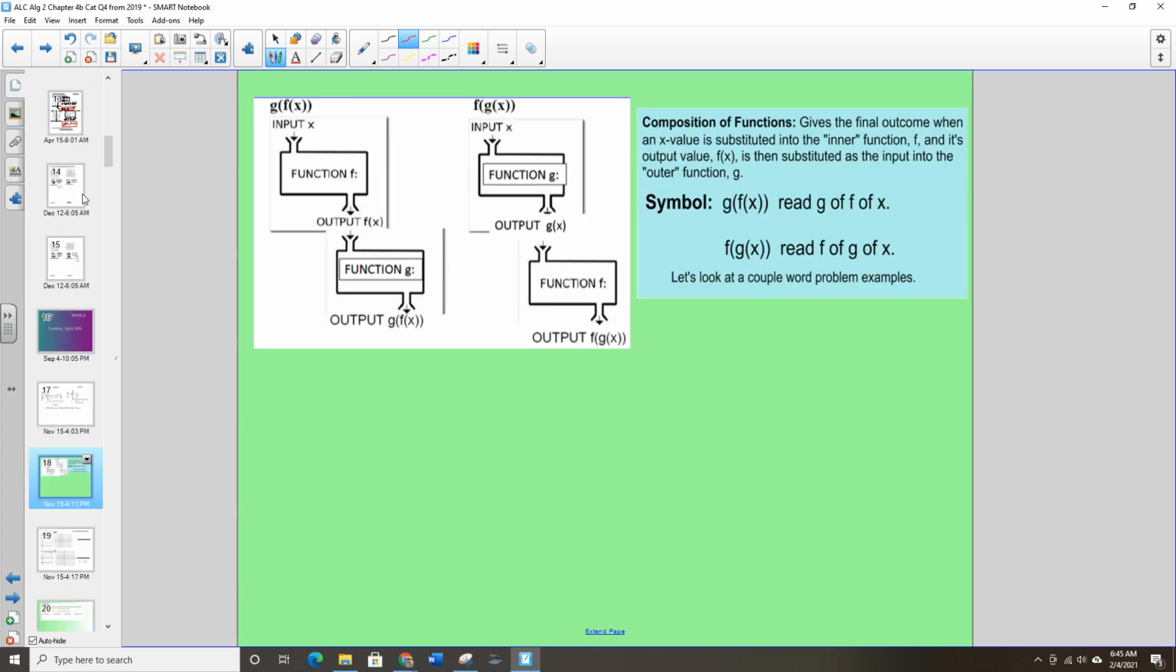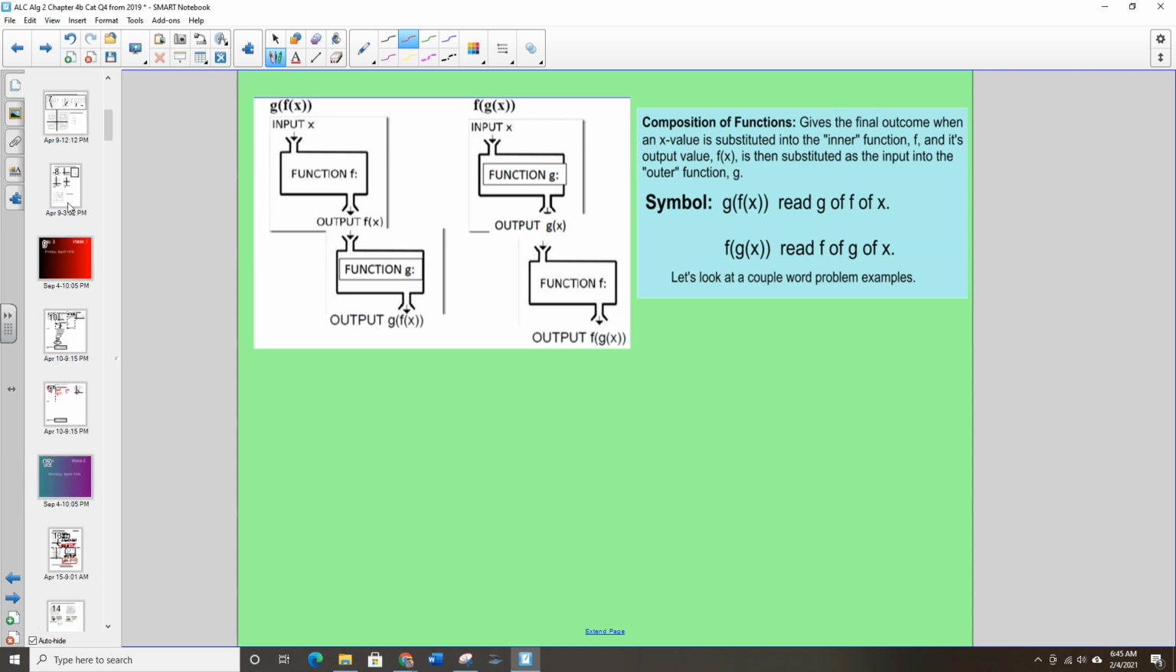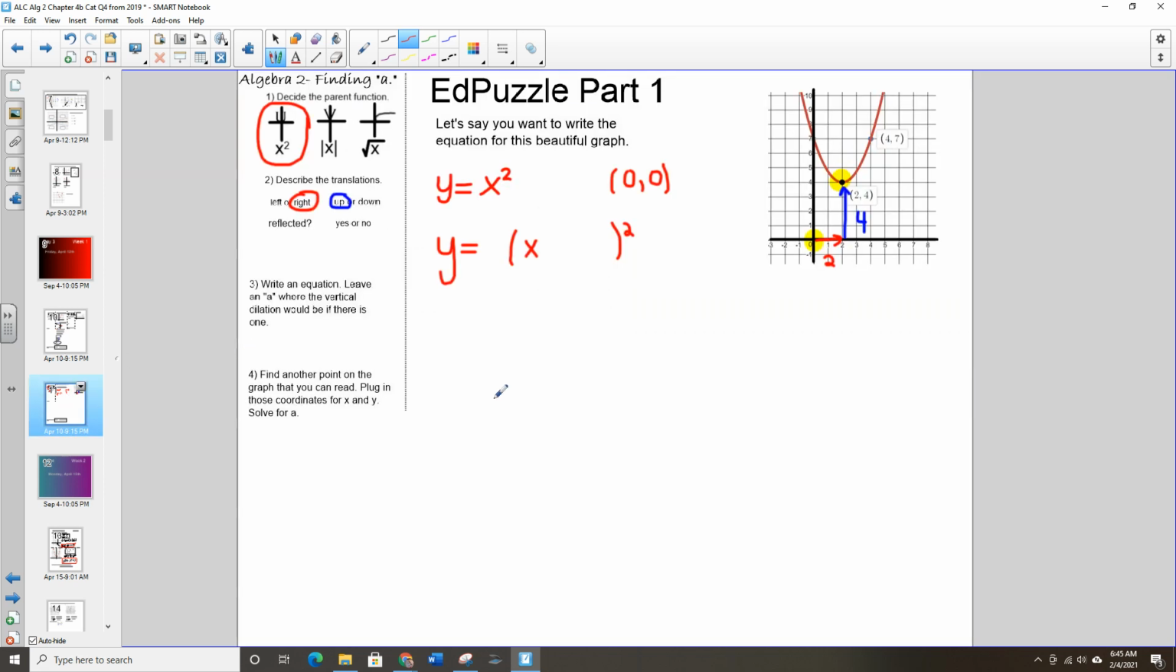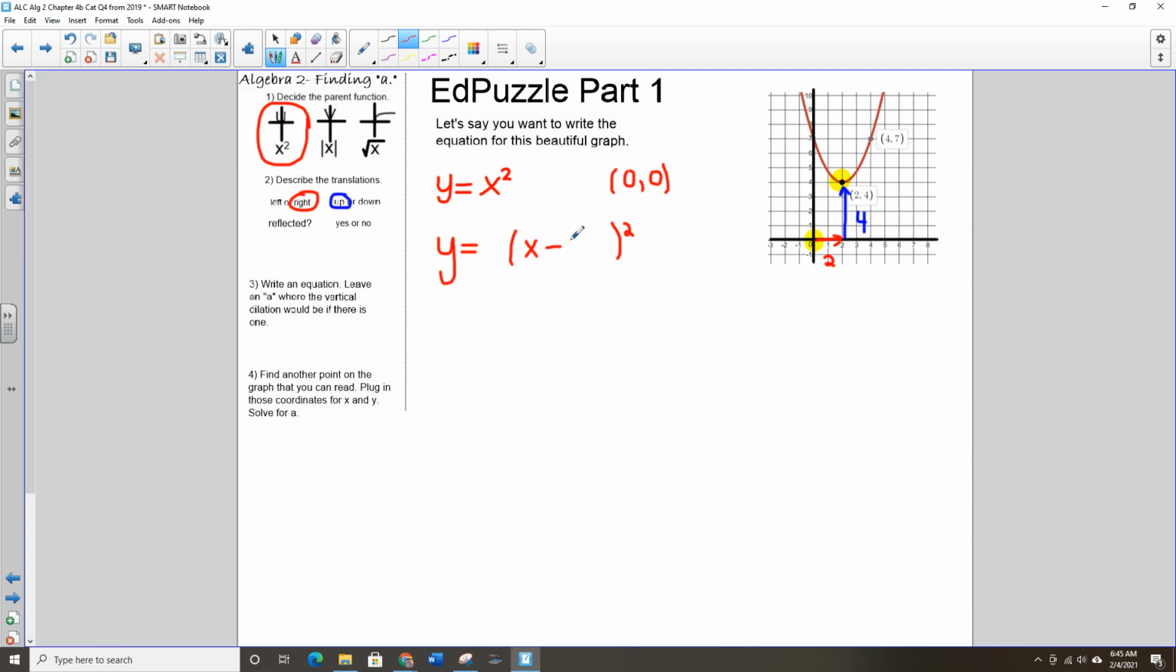Just remember that when it moves to the right, it does the opposite of what you think it should do. So even though you think that a 2 to the right would be a +2, it's actually a -2. And then up and down movements are just like you would imagine. So an up 4 would go over here.